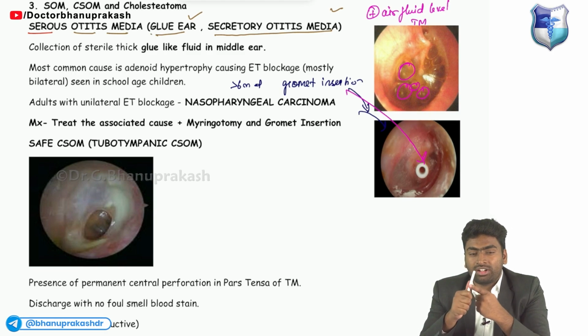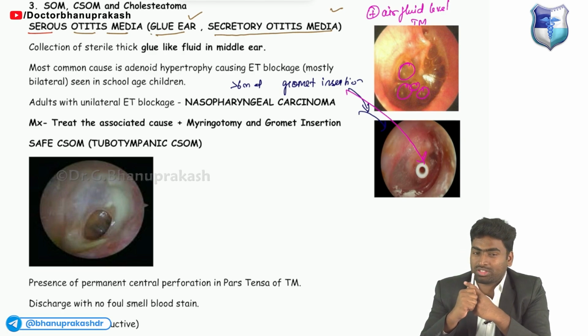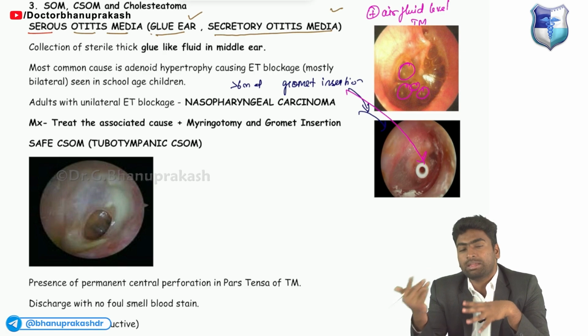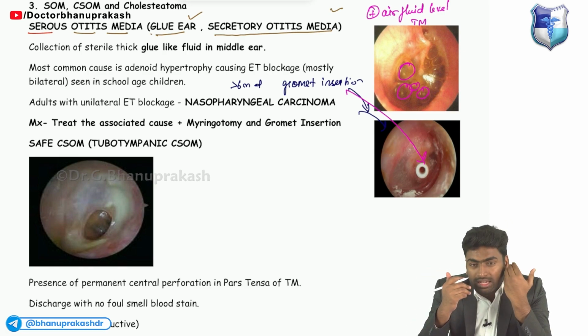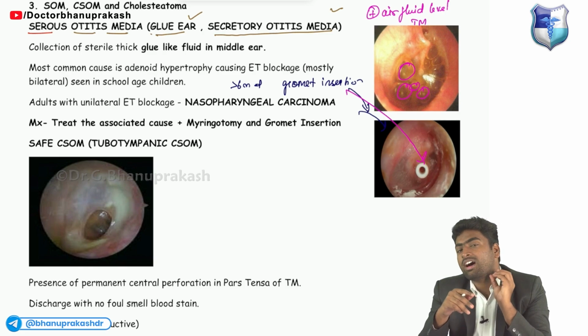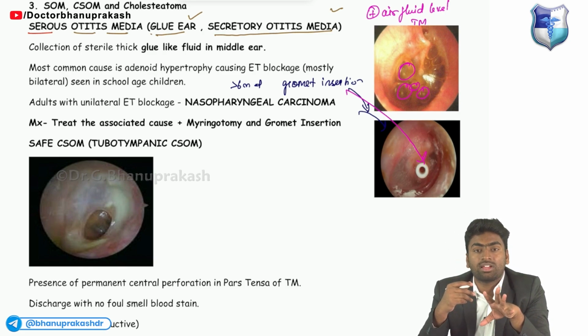Then in a case of adenoid hypertrophy, we will do adenoidectomy along with grommet insertion. Whereas if you see elderly patients, mostly presenting with features of unilateral hearing loss, along with some cervical lymphadenopathy and bleeding nasal mass, all of this is suggestive of nasopharyngeal carcinoma.